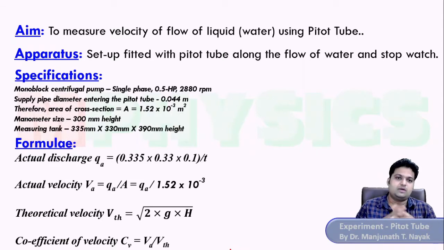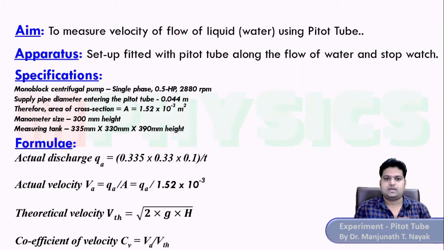Fine. So now the aim of the experiment is to measure the velocity of the flow of liquid, and the liquid that we are going to use is water, simple tap water, using the Pitot tube, because this experiment is the Pitot tube. And the apparatus is nothing much, just the setup that we require. I will show what the setup is. And a stopwatch. For a small part we require even a stopwatch.